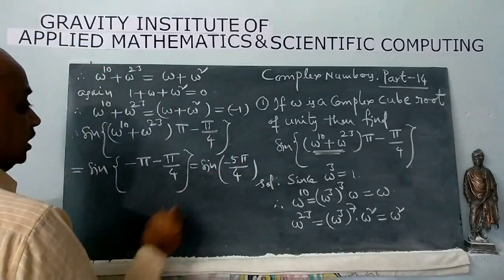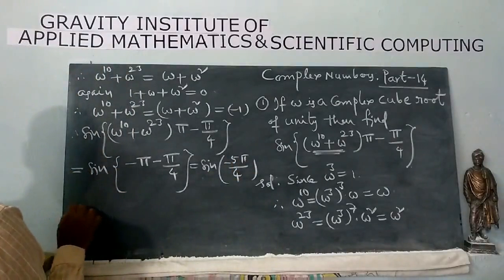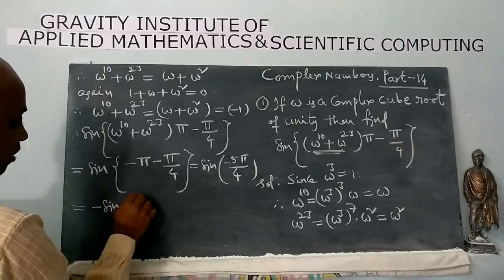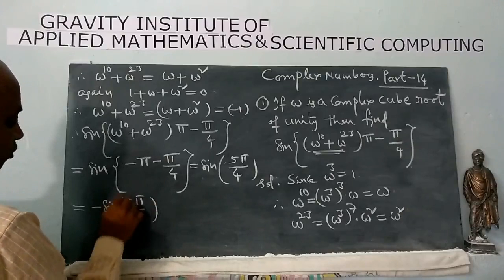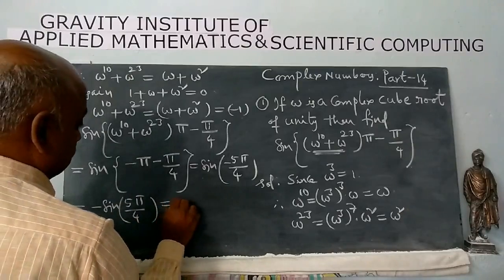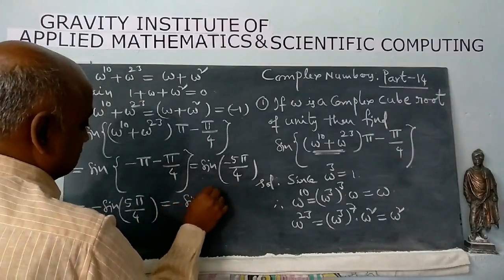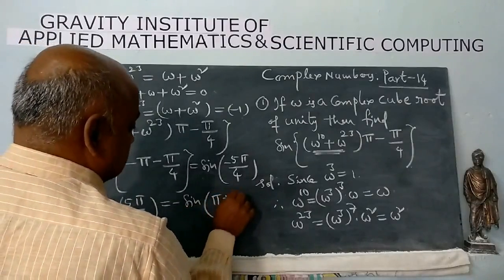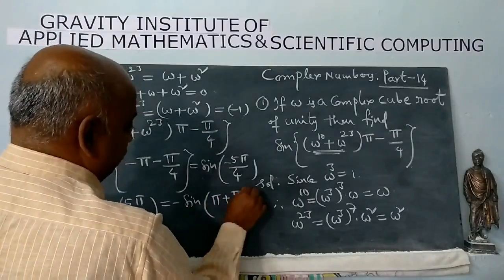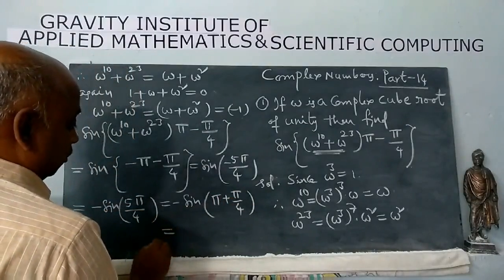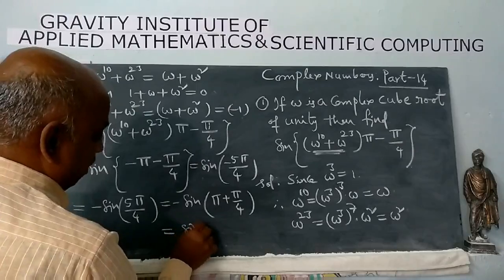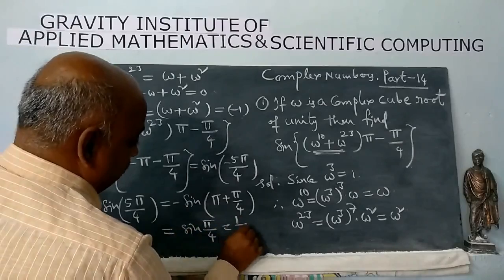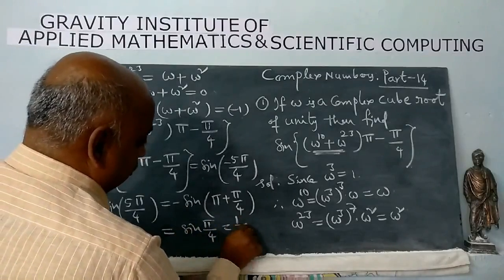Sine of minus theta is minus sine theta. So minus sine of 5 pi by 4, which is pi plus pi by 4. This is equal to sine pi by 4, which is equal to 1 by root 2.